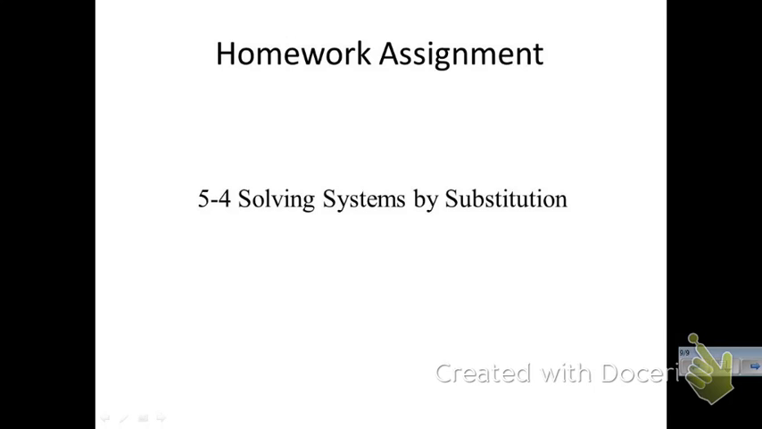All right, that should help you with your assignment 5-4, solving systems of equations by substitution.